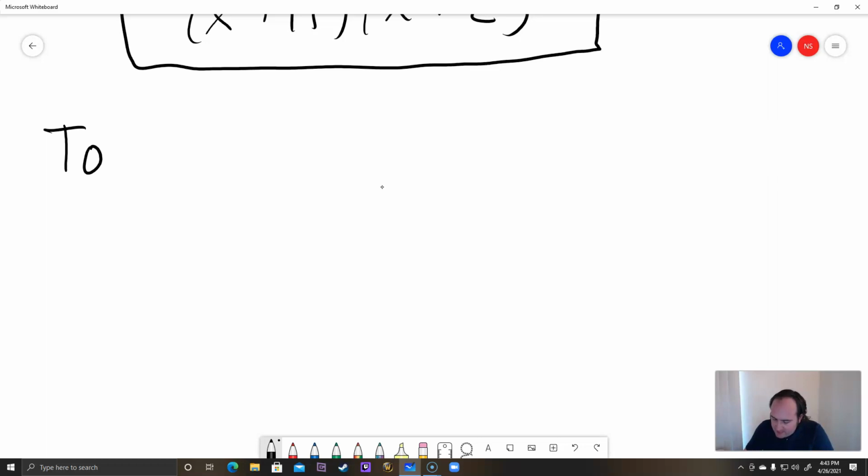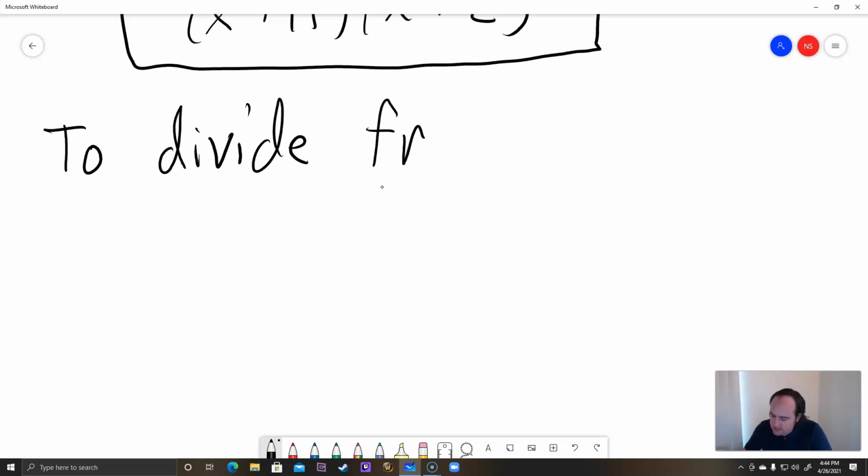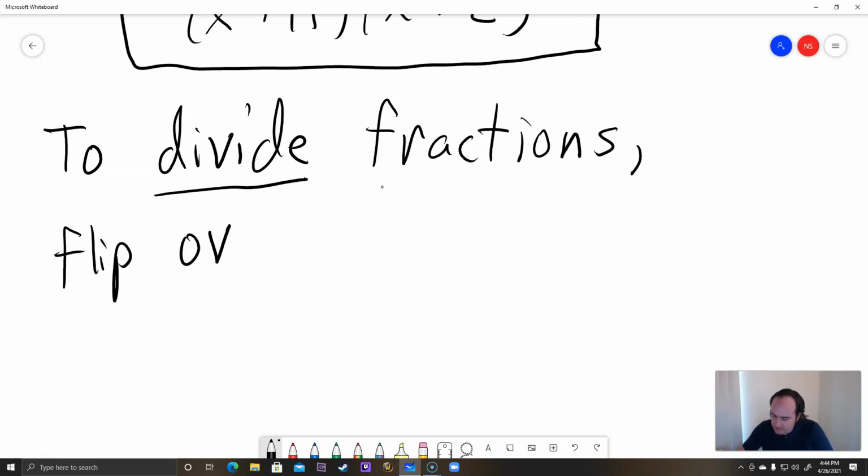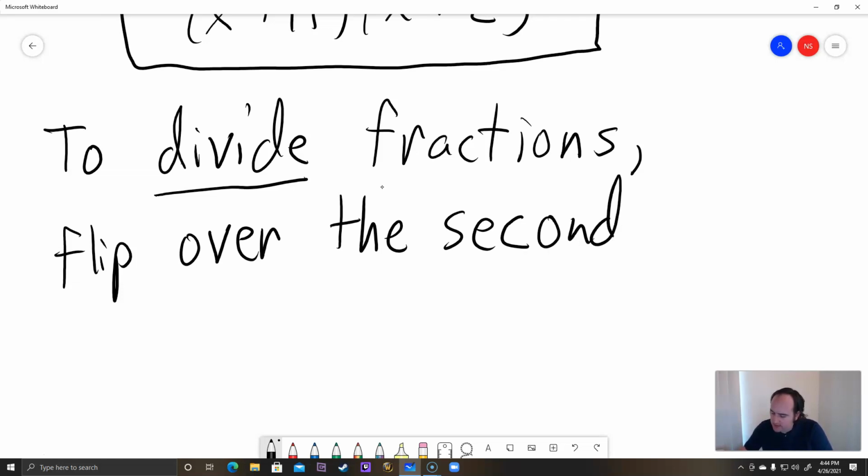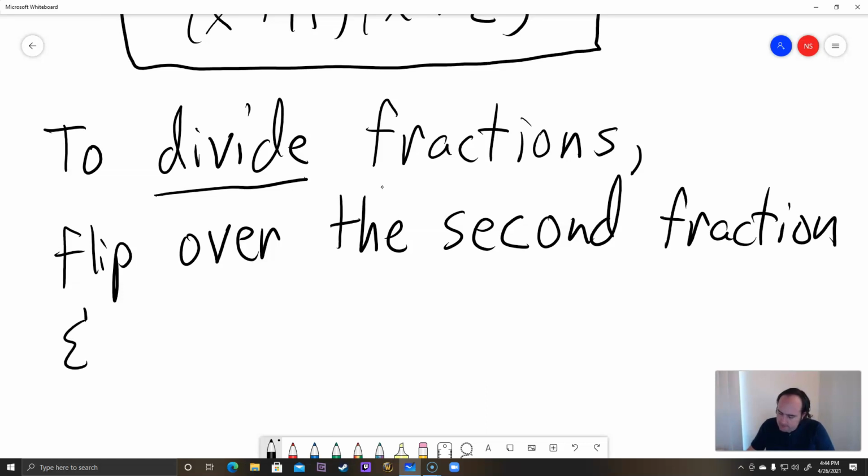Okay, so to divide fractions, in other words, to divide rational expressions is what we're focusing on here, which are just fractions with polynomials on the top and the bottom. To divide fractions, flip over the second fraction and multiply straight across.